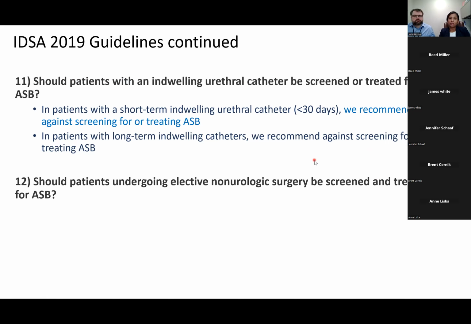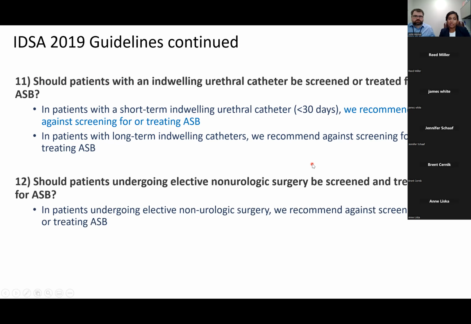Should patients undergoing elective non-urological surgery be screened and treated for asymptomatic bacteriuria? So not urological. And again, they recommend against screening for this as well.